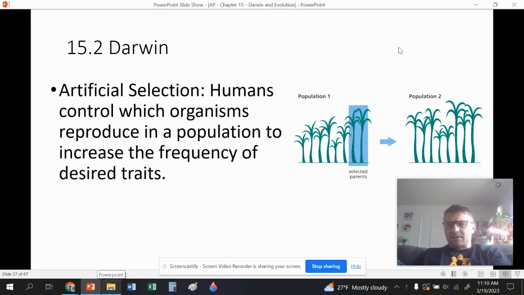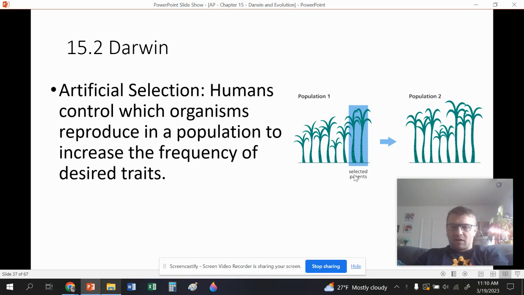So Darwin again didn't understand natural selection instantly, and one thing that he started to work on, or kind of start to wrap his head around, was something called artificial selection. And I kind of like starting with this a little bit before natural selection because it's a little bit easier to understand and kind of get a grasp of. But humans are going to control which organisms reproduce in a population, and in this case, they're going to increase the frequency of desired traits.